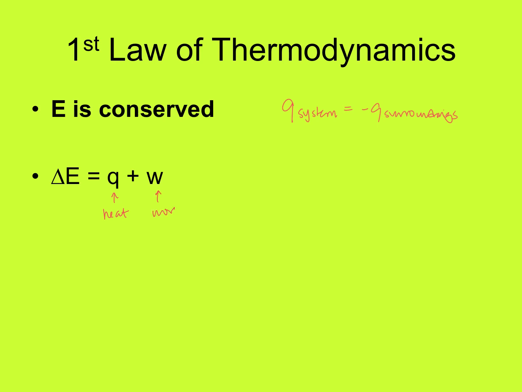refers to work. So if the value of Q is positive, that means that the system, we're assuming that energy refers to the system, that Q for the system is absorbing heat, and if Q is negative, the system is going to be going down and releasing some of that heat, and that's going to make the value of delta E smaller.